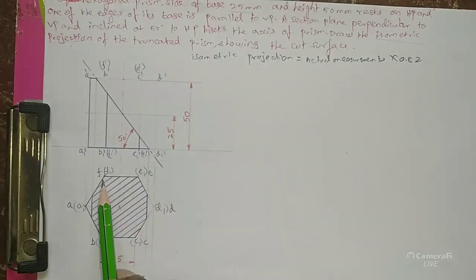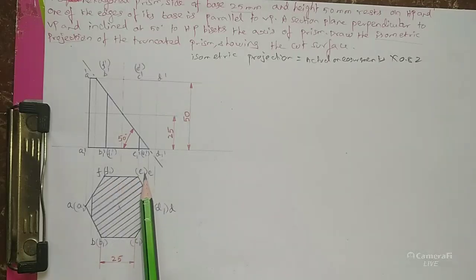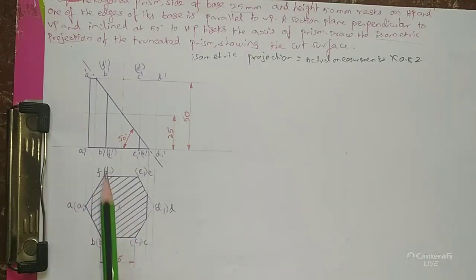So here the hexagon is placed like this because one of the base sides is exactly parallel to the VP. So we completed this projection. This is the top view, the sectional top view, and this is the front view.